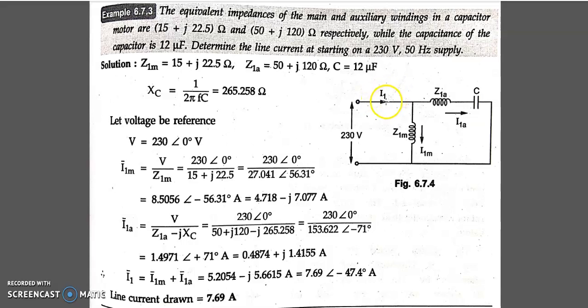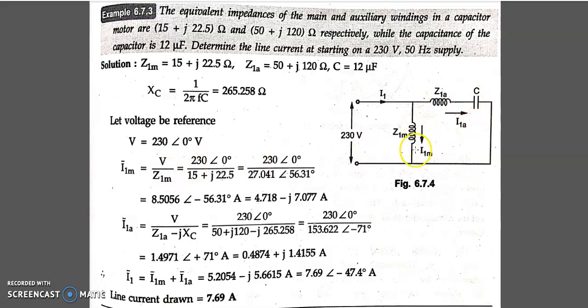To know I1, I need to calculate what I1M is and what I1A is. I1M is the current flowing in the main winding, and I1A is the current flowing in the auxiliary winding as well as the capacitor. As they are both in series, the value of I1A will be the same. So I need to consider both things while calculating I1A. There is no capacitor over here, so it will be easy to calculate I1M compared to this. First we shall write the I1M formula.